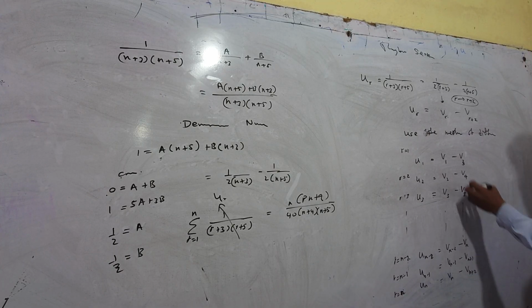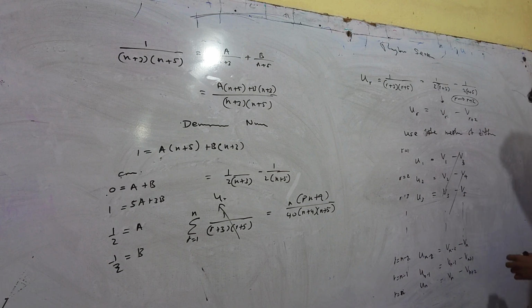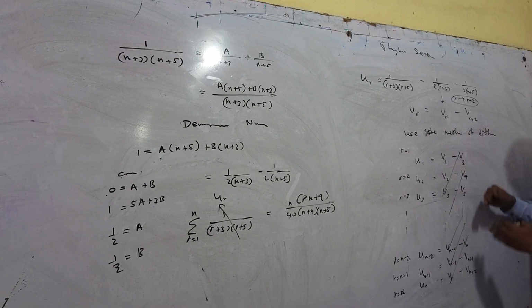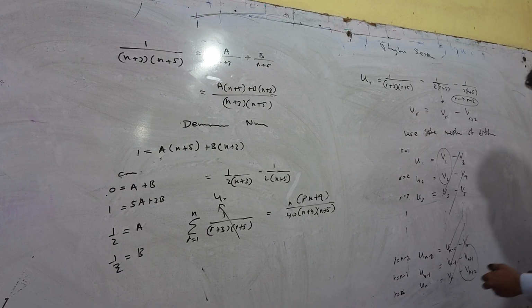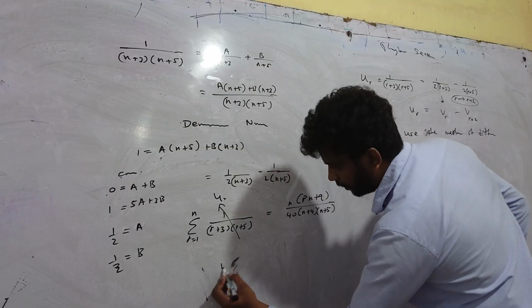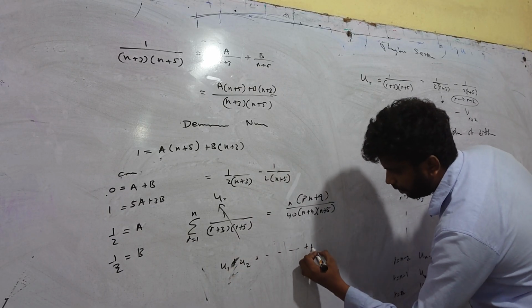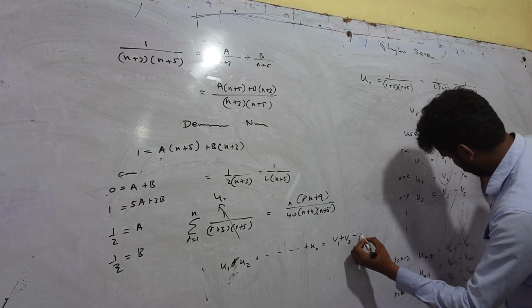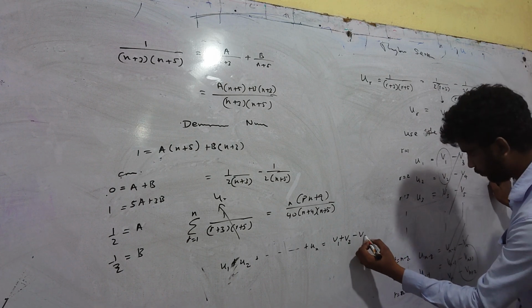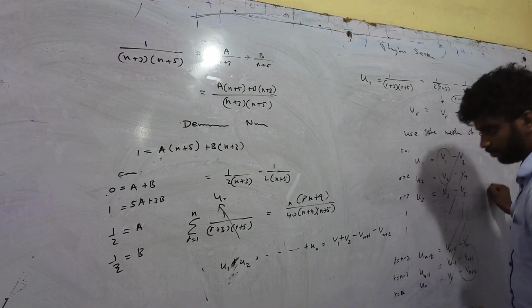Okay, when you add these together, you can see these cancel off, right? Minus V3 is going to be cancelled off with plus V3 here, and likewise. What is the strategy? All these intermediate terms are cancelled off, and finally we get only these two and these two, right? So the sum, U1 plus U2 up to Un, is going to be equal to V1 plus V2 minus V(n+1) minus V(n+2), right?